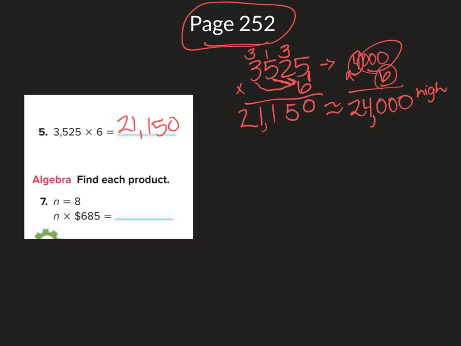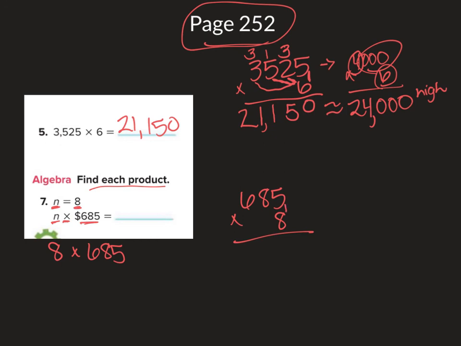Okay, next. Here it says, find each product. If n is equal to 8, what would the answer be? Well, here's the problem: n times 685. So what I need to do is replace n with 8. So I need to rewrite it as 8 times 685. If I'm going to solve that, I would do 685 times 8.